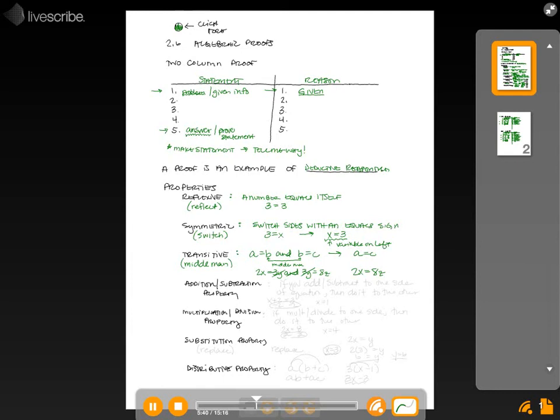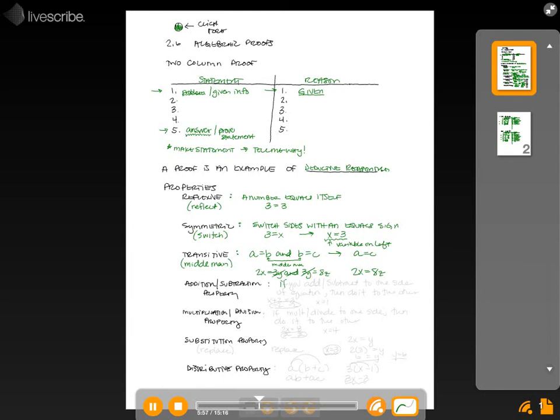Okay, same thing for reflexive. But I'm going to go ahead and give it to you today so you know what it is. The rest of these properties you should know. Okay, you use them all the time in algebra. First one is the addition-subtraction property.